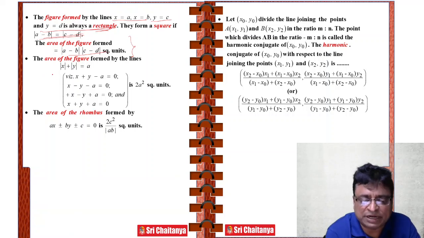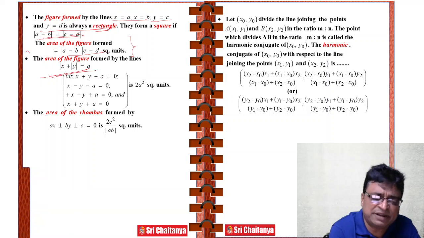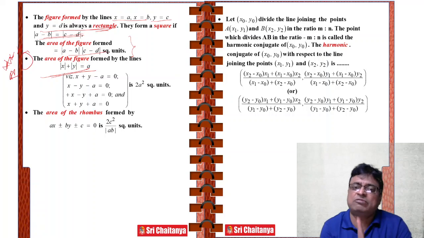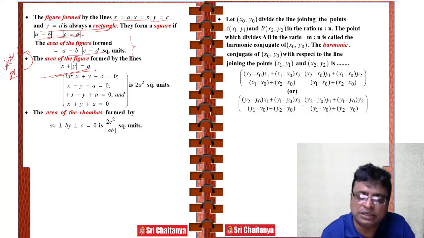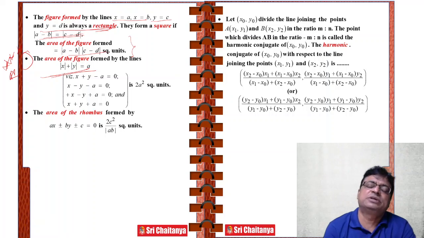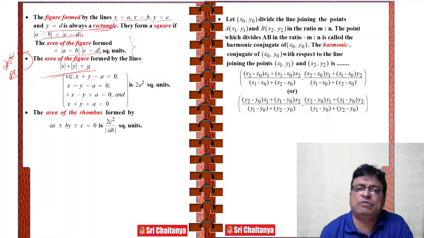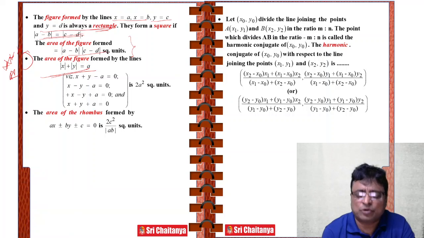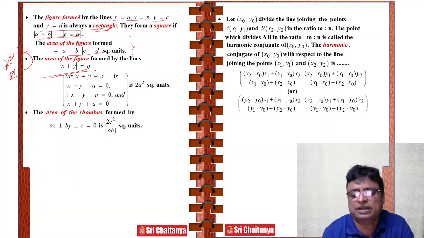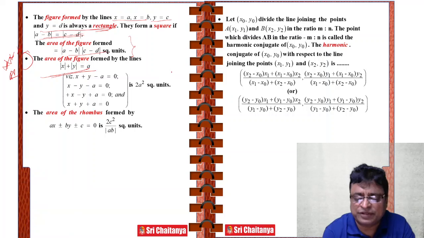And another important one is the area of the figure formed by the lines mod x plus mod y equal to a. This is a very important concept in solving several questions in coordinate geometry and even in calculus, also areas of curves. So these are the four lines, plus or minus x, plus or minus y equal to a. After taking different combinations, you will get four lines, and you will observe that the area of the figure formed by the lines is 2a square only.